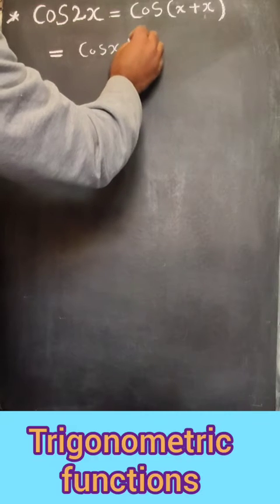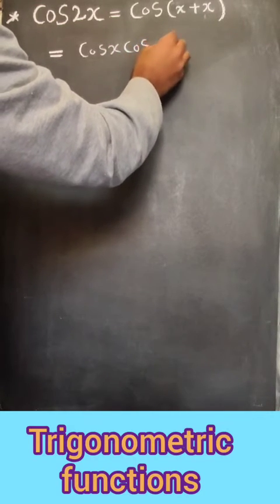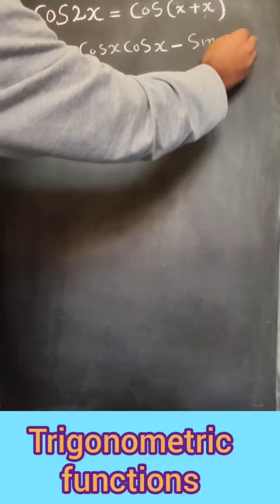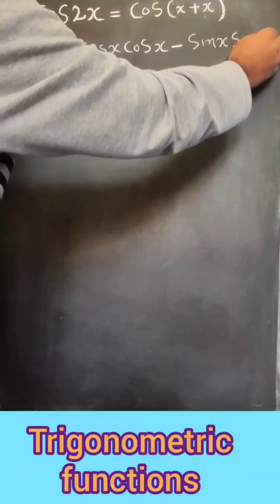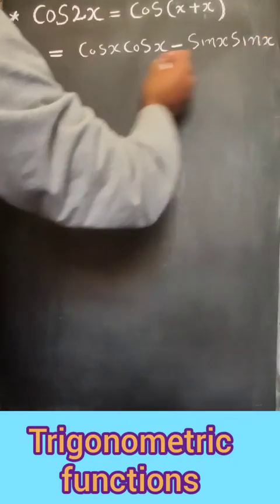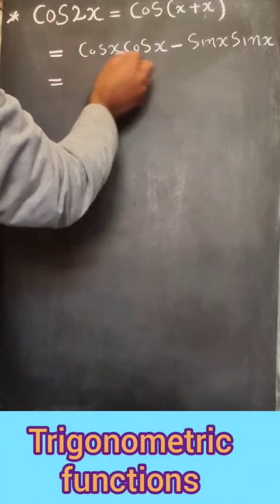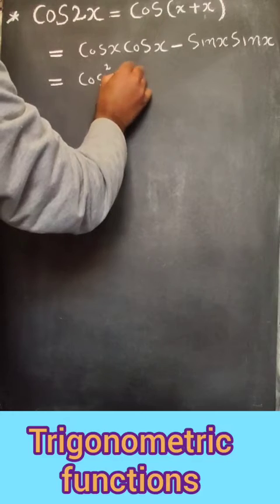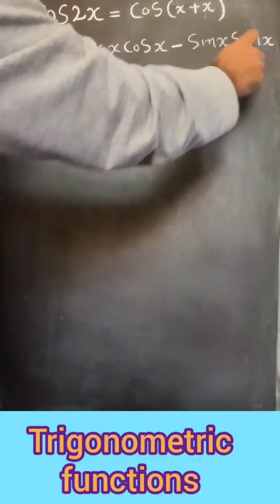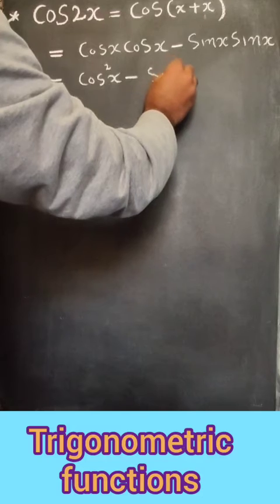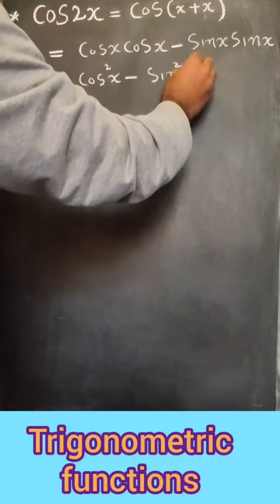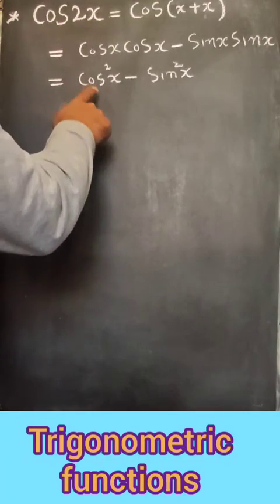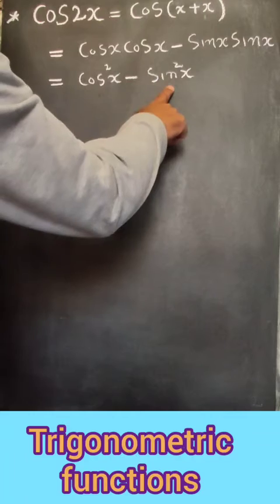x cosine of x minus sine of x sine of x. That is further equal to cosine square x minus sine x into sine x, that is sine square x. Thus we get cos of 2x equal to cosine square x minus sine square x.